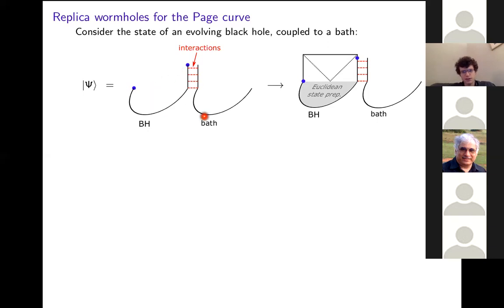So this picture with time contours looks a little weird, but if you want a picture with geometry, that's shown on the right. This is the kind of geometrical setup. We have a two-sided black hole here. This gray region is the Euclidean state preparation. And then we're evolving it forward on the right side and letting the black hole interact with a bath. So this is basically the setup that was considered in the papers that I mentioned earlier.